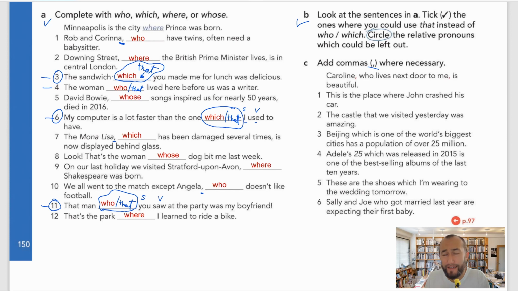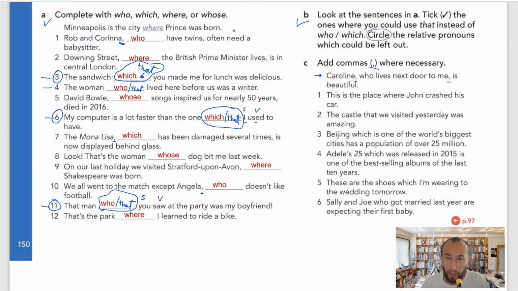Usually, technically speaking, we're going to apply commas after proper nouns, like names of cities, countries, and people and stuff. Right. So here, Caroline, as you can see, there's a comma here, because Caroline is a proper name.